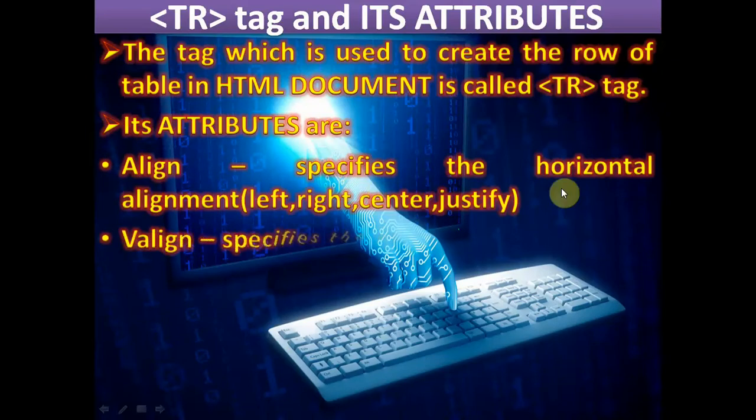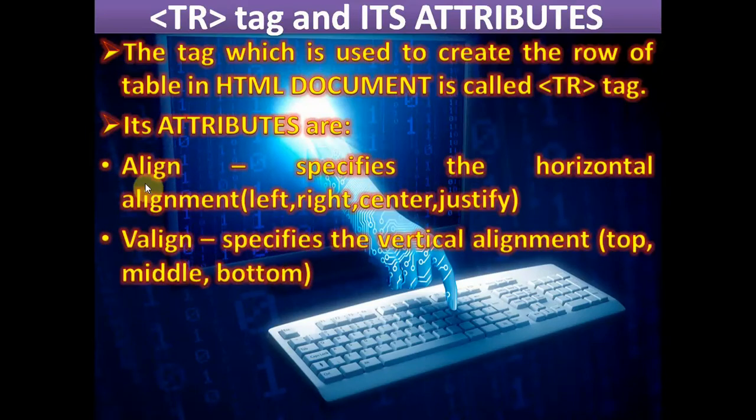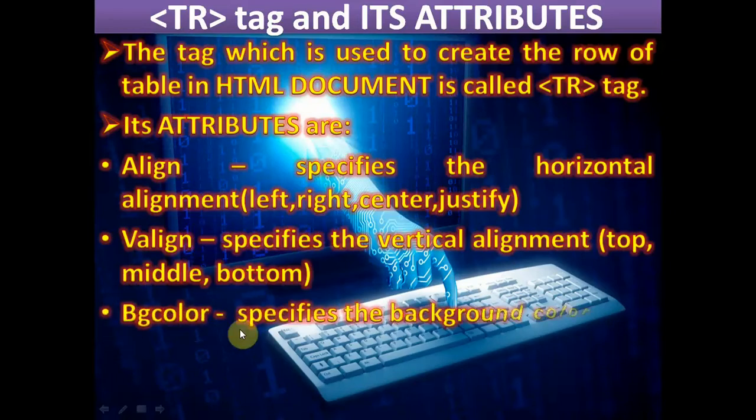Align specifies the horizontal alignment, and it supports 4 values: left, right, center, and justify. Next one is valign, meaning vertical alignment. You can also use valign with the TR tag, and it supports 3 values: top, middle, and bottom. Next, bgcolor. If you want to specify the background color of the table row, you can use bgcolor. These are the attributes of the TR tag: valign, align, and bgcolor.